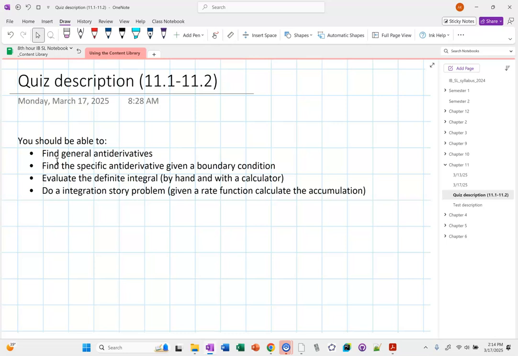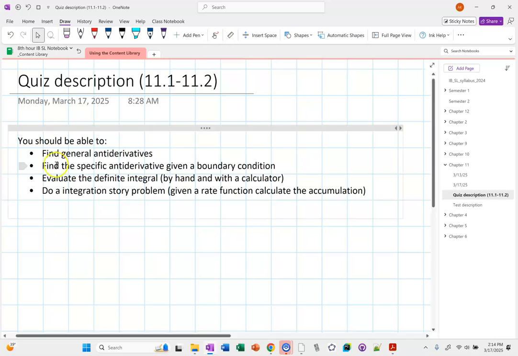Because if you take the derivative of 3x plus 5, the 5 just disintegrates, right, Sam? So if you tried to do the antiderivative of 3, you don't know what the constant at the end would have been. There could have been one. Maybe it was nothing. Maybe it's 7. Maybe it's 12. Maybe it's 19. But there's no way to know, unless you're given a boundary condition. That's the second bullet point. So find the specific antiderivative given a boundary condition.